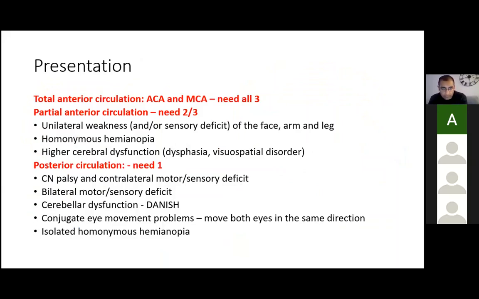So presentation, this is the Bamford classification or Oxford classification of strokes. You've got total anterior circulation stroke. Like I say, total anterior, so anterior cerebral artery and middle cerebral artery. And then you can have a partial anterior circulation stroke. There are three symptoms: unilateral weakness and or sensory deficit.